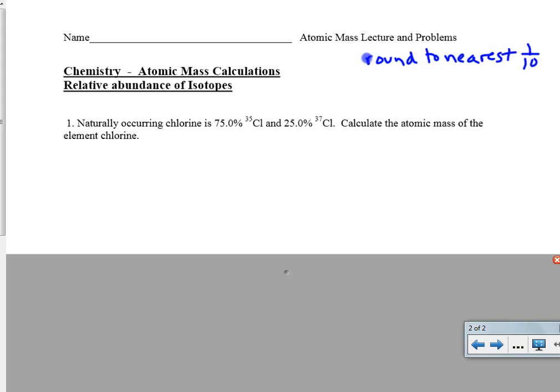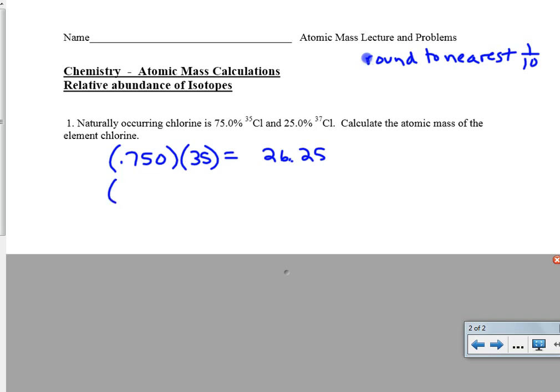I'll do the first example with you, and then the 3 examples you can try on your own. Naturally occurring chlorine is 75.0% chlorine 35 and 25.0% chlorine 37. Calculate the atomic mass of the element chlorine. So remember, take your percentage and convert it to a decimal. So 0.750. You're going to multiply that by the mass number of that isotope, which is 35, and you'll discover 26.25.